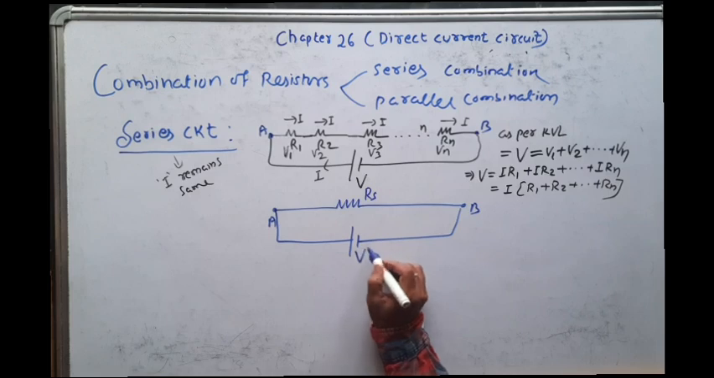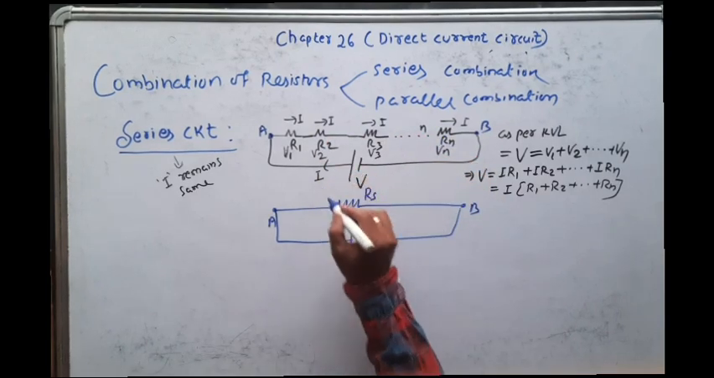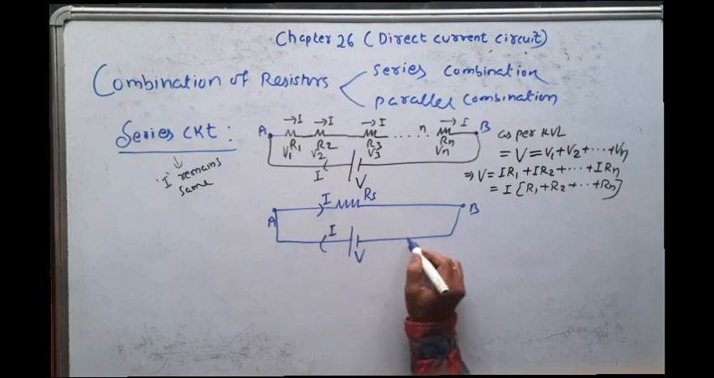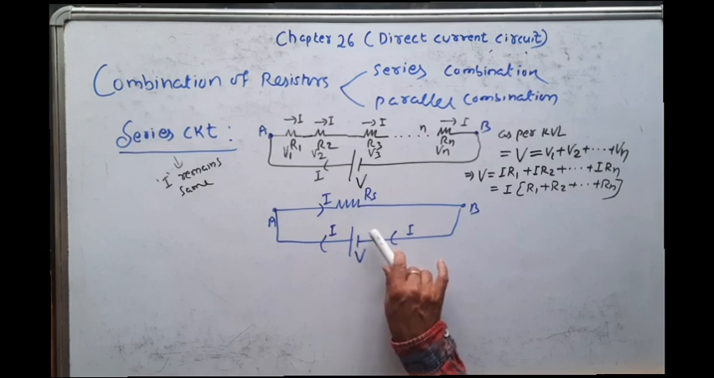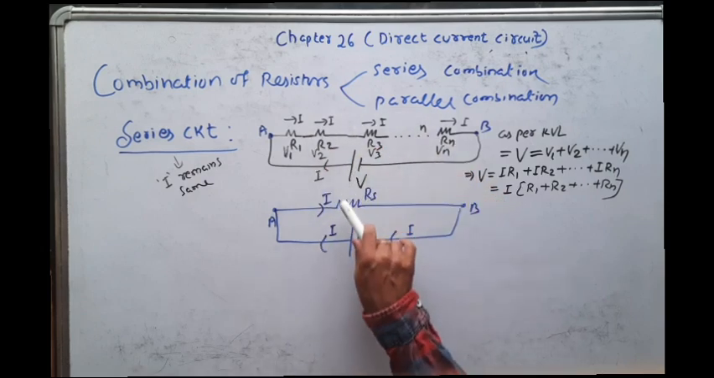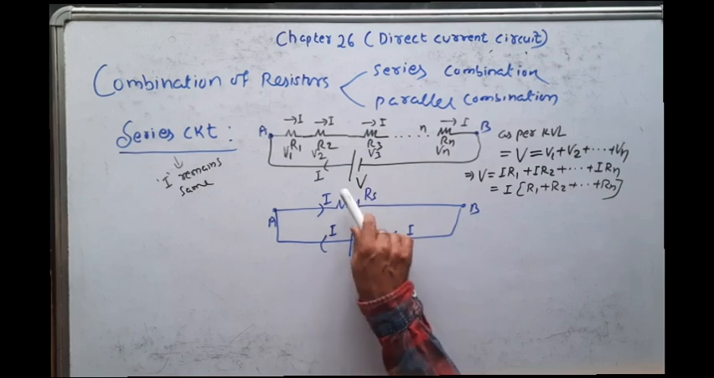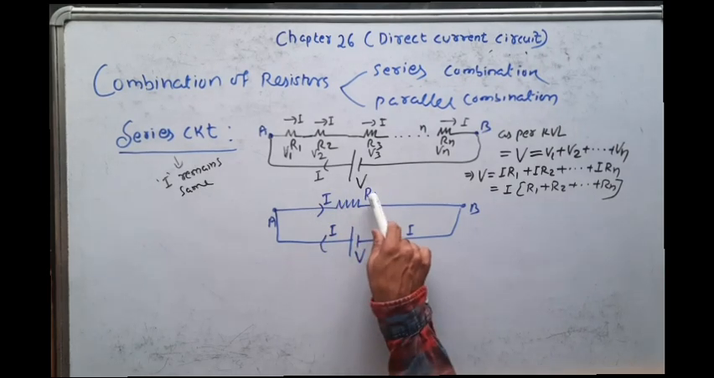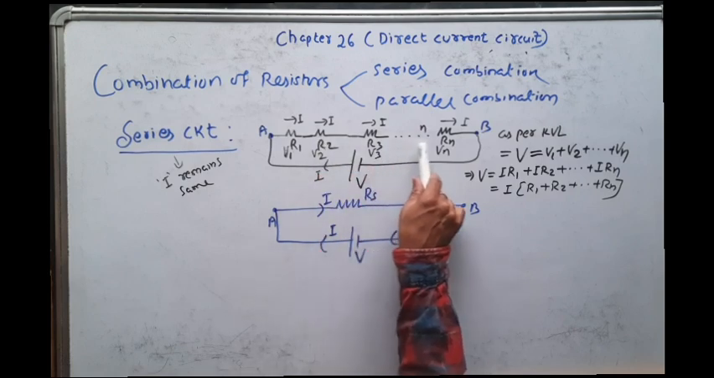What is the EMF of this cell or battery? It is V. Here the n resistors are drawing I current. Here the single resistor is also drawing I current. So this circuit is equivalent to this circuit, because instead of n resistors, I have taken a single resistor, and that single resistor is also drawing the same current from the same source. So this Rs is called equivalent resistance of R1, R2 up to Rn.